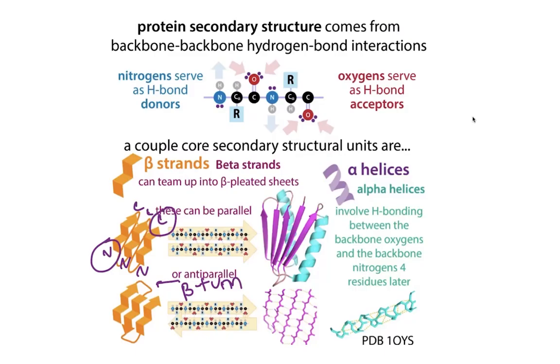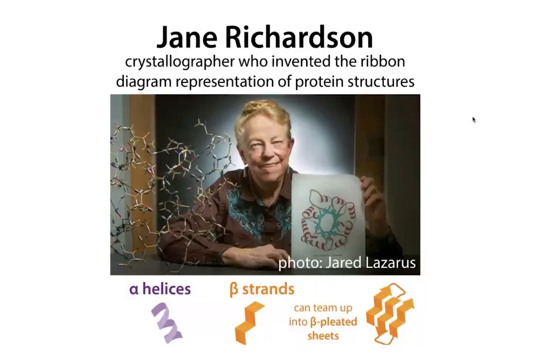In terms of these actual diagrams, this is called a ribbon diagram, and the inventor of this representation is a really amazing scientist named Jane Richardson, whom I've had the pleasure of meeting in person several times at Cold Spring Harbor, where I did my PhD. I sat in on the X-ray crystallography course a couple of times, and she taught lessons there, and she's really, really amazing. She came up with this structural model.